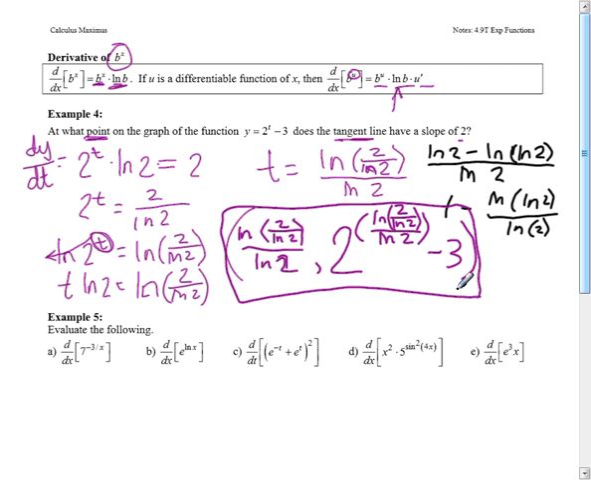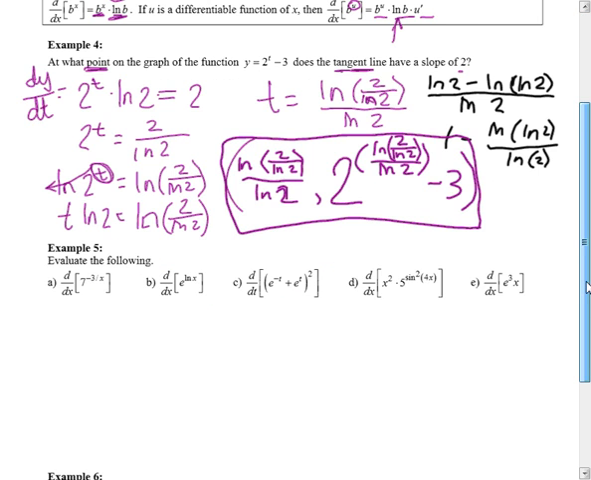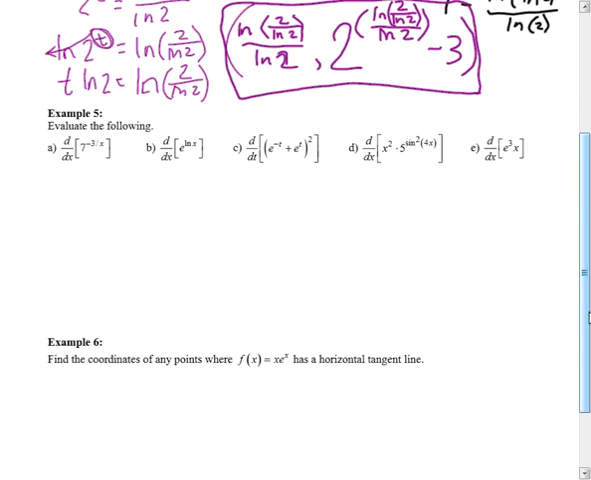Example 5. Some of these will go very quickly. Some of them will take a lot of time. Alright, so let's just jump in and get started. Remember, d dx means to take the derivative of. Alright, so evaluate the following.